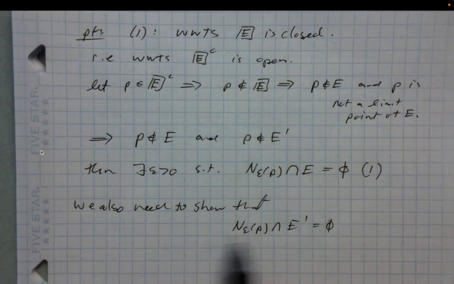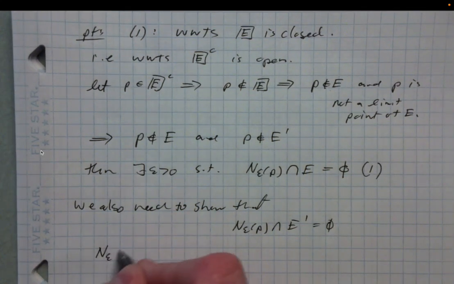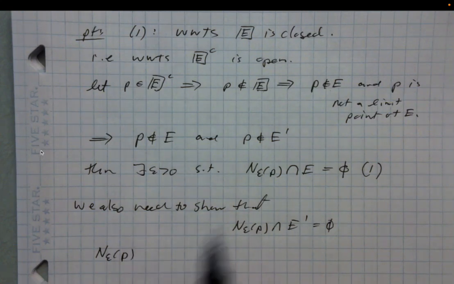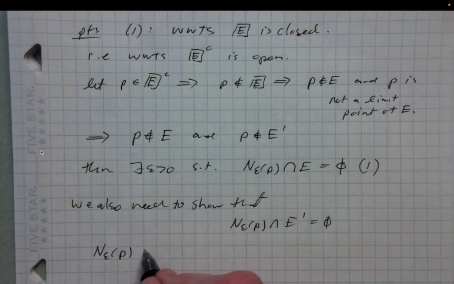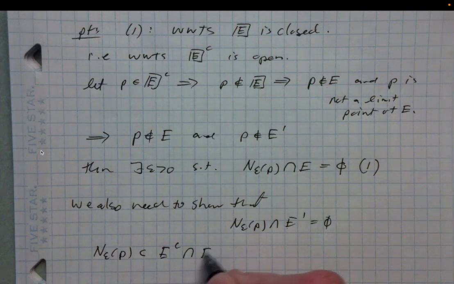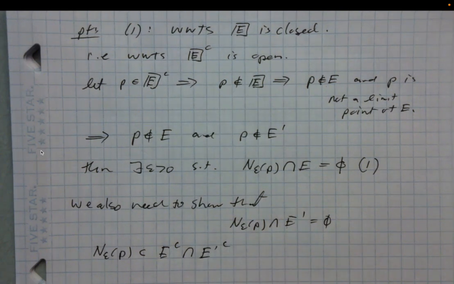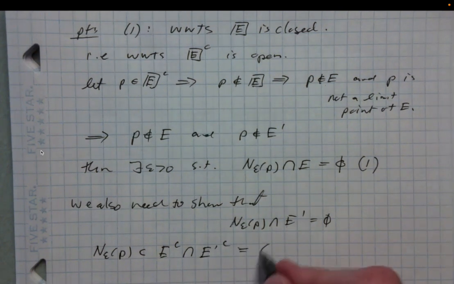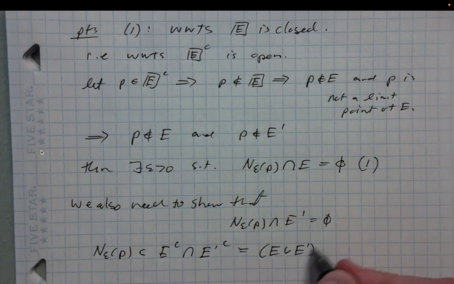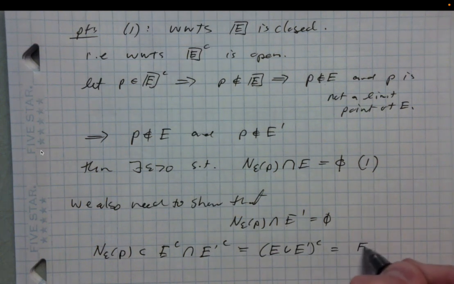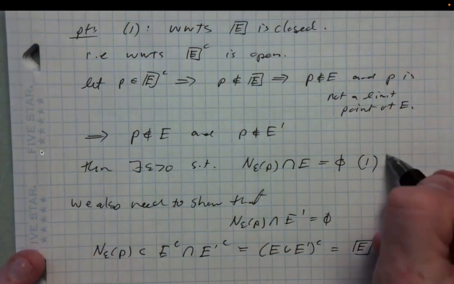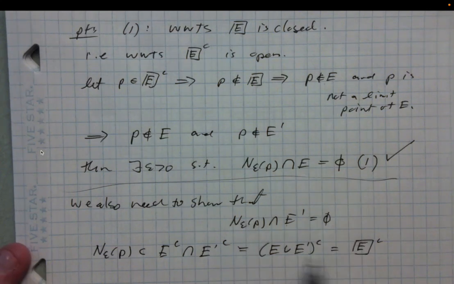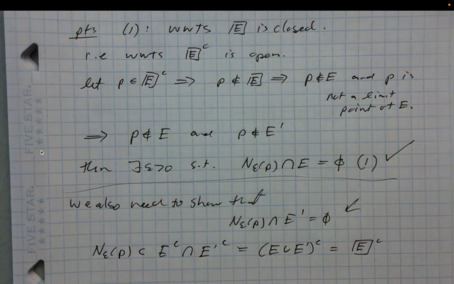If we get this one also, then what we'll have is that the epsilon neighborhood of P is not in E, and it's also not in E prime, so that would mean that it must be contained in E complement and E prime complement, which would be equal to the complement of E union E prime, which is the set we're looking for. We want to show that the epsilon neighborhood is in there. Right, so this is the one we've gotten up to. Now this one we have to show next. All right, so how do we show that?